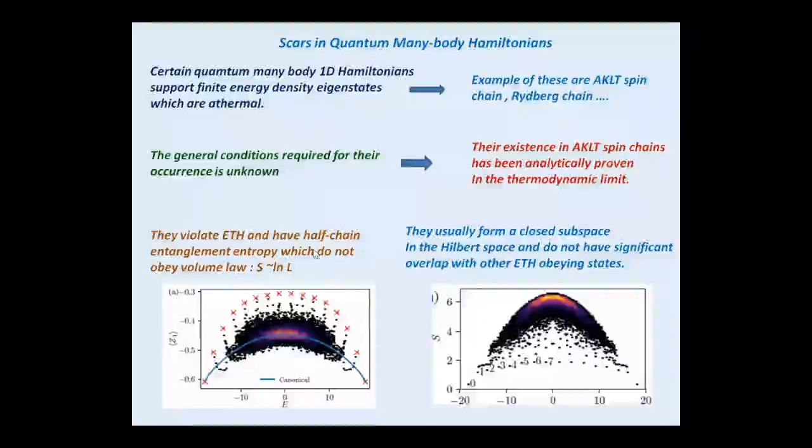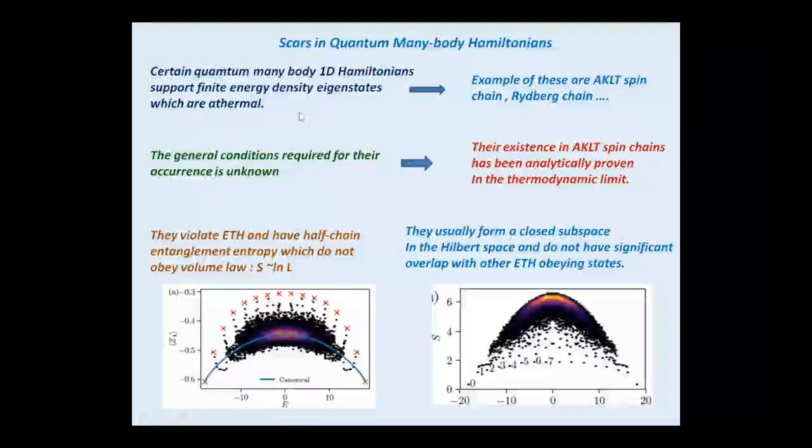Scars are quantum many-body states which are at finite energy density. They are in the middle of the spectrum, or close to the middle of the spectrum, but they have much lower than volume law entanglement, roughly area law entanglement. So they have to have these two features.